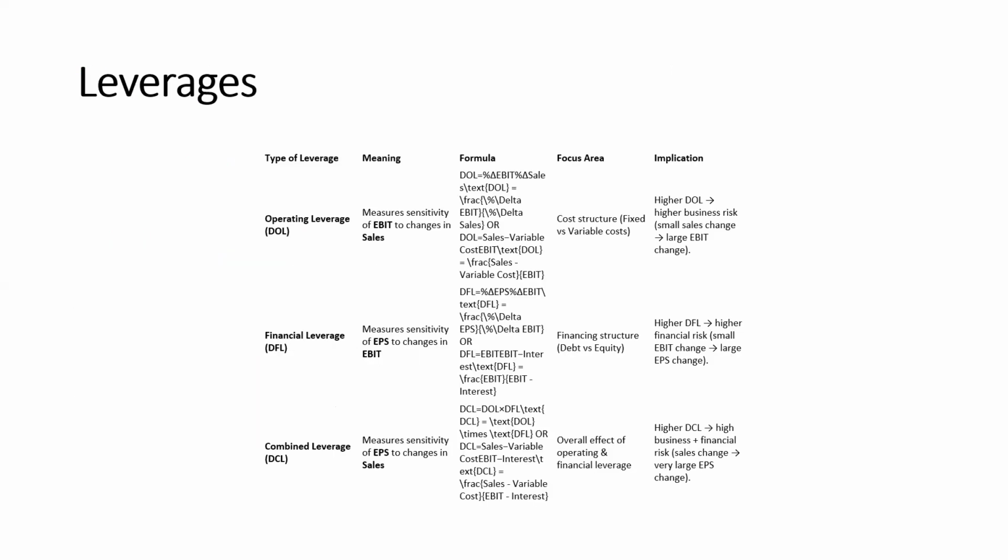And here come the leverages. So there are operating leverage, financial leverage, and combined leverage. Three types of leverages are there in finance. So what is operating leverage? It measures sensitivity of earnings before interest and tax to change in sales. Then financial leverage focuses on sensitivity of earnings per share to change in earnings before interest and tax. And combined leverage measures sensitivity of earnings per share to change in sales. Okay. So operating leverage focuses on cost structure, financial leverage focuses on financing structure, and combined leverage focuses on the overall effect of operating and financial leverage.